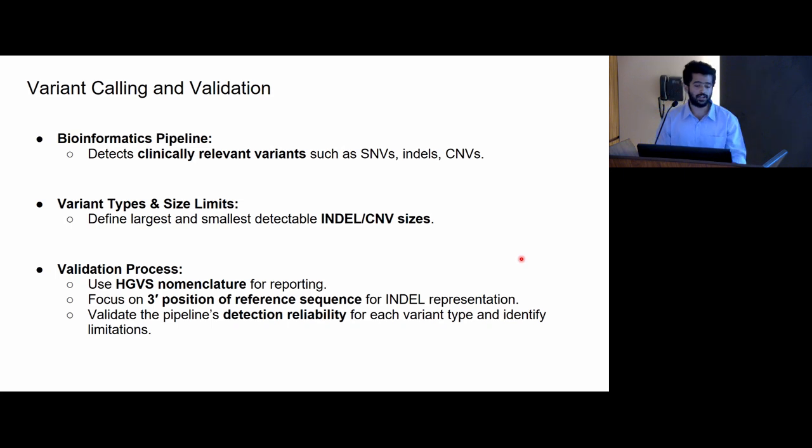So the next one is variant calling and validation. The first point is the bioinformatic pipeline, detecting clinically relevant variants such as SNVs, indels, and CNVs. For variant types and size limits, you need to define the largest and smallest detectable indel and CNV sizes. For the validation process, you need to use the HGVS nomenclature for reporting. Focus on the 3' position of the reference sequence for indel representation. Validate the pipeline detection reliability for each variant type and identify limitations.